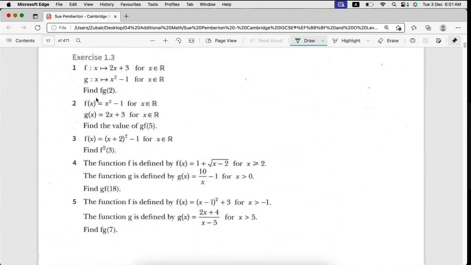g of x is given. Find fg(2). Try this. Whenever there are numbers, always simplify first and then substitute. So we first simplified g of 2. So 4 minus 1, 3. So we have to put 3 into f. So 6 plus 3. So that's 9. Correct. Number 2.